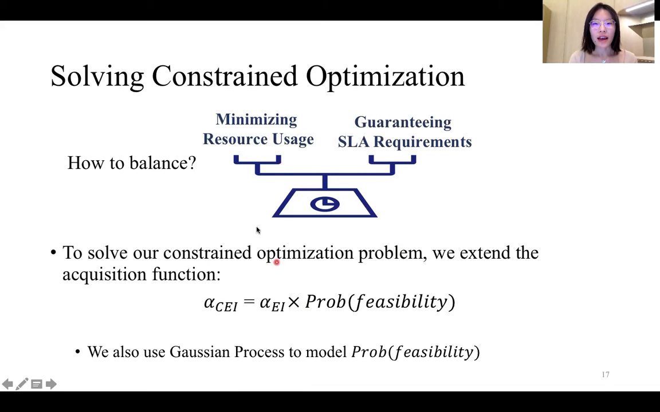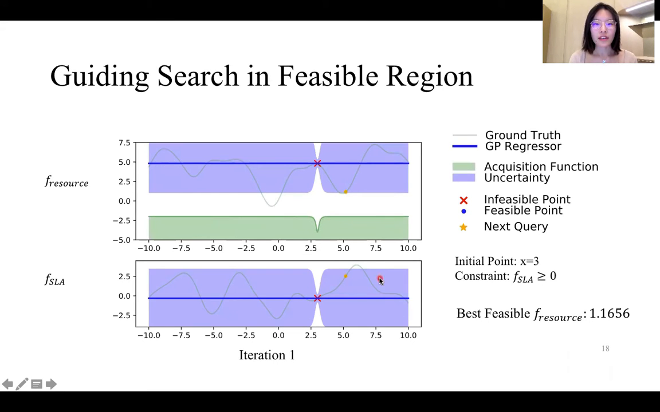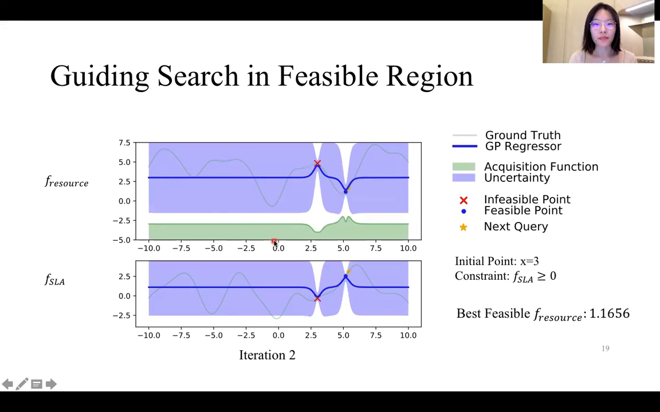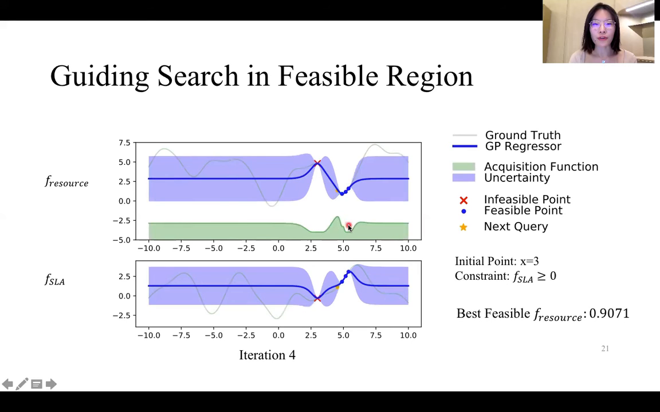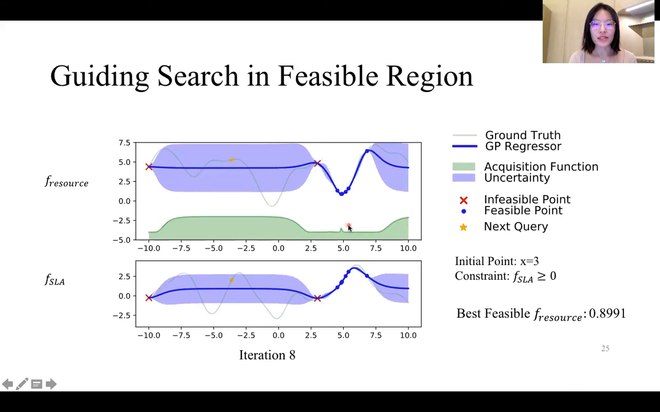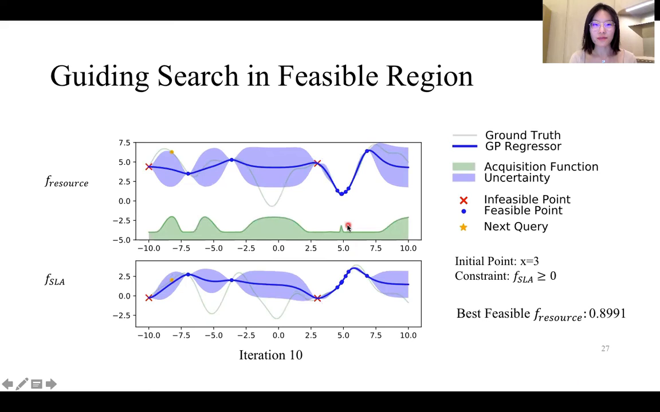Our challenge is how to minimize the resource usage without sacrificing the SLA. The basic idea is to estimate the probability of feasible knobs using a Gaussian process. In ResTune, our acquisition function is the original expected improvement function multiplied by the probability of satisfying the SLA. Let's look at our solution for the previous problem. The main difference is the acquisition function, the green line, guides the search in the feasible area. The method found the best feasible knobs within 10 iterations.